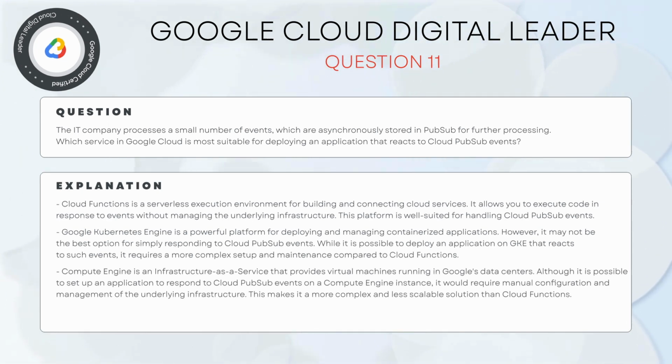Compute Engine is an infrastructure as a service that provides virtual machines running in Google's data centers. Although it is possible to set up an application to respond to Cloud PubSub events on a Compute Engine instance, it would require manual configuration and management of the underlying infrastructure. This makes it a more complex and less scalable solution than Cloud Functions.